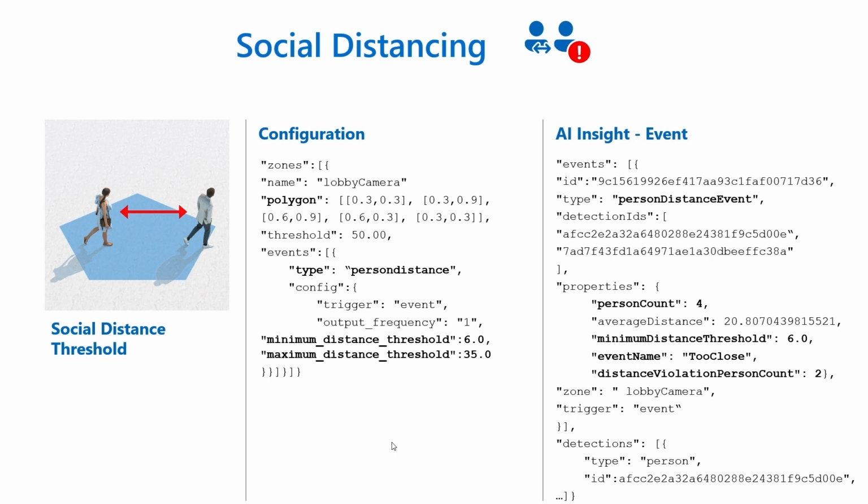Let's look at the configuration for social distancing. In this case, you can still configure a polygon in which we apply the operation, and additionally, you provide the minimum and maximum distance threshold in feet. In our sample, we set the minimum to 6 feet. To the right, the AI Insight JSON sample indicates the event type, in this case person distance event, the event name, which is too close, and the distance violation person count, in this case 2. In other words, 2 people are closer to each other than the minimum distance threshold of 6 feet. The total count of people detected is also provided.